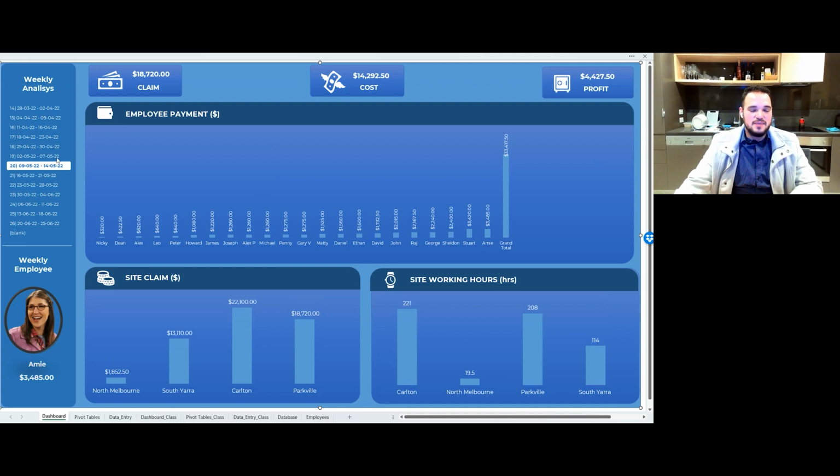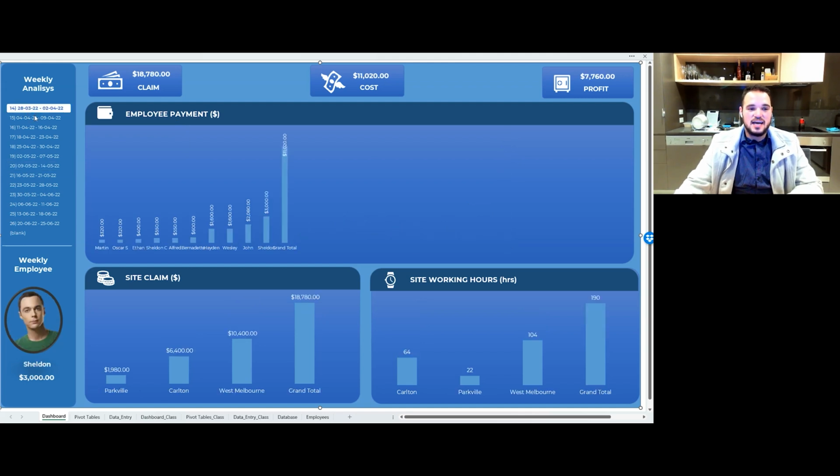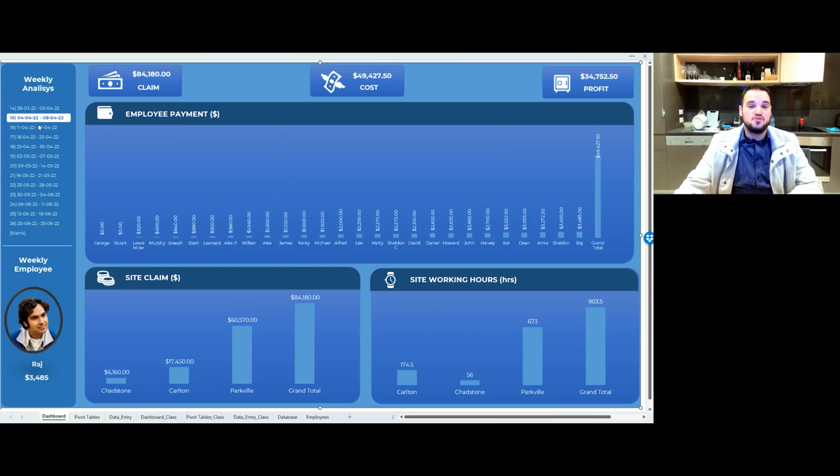We are looking at a timesheet dashboard. Here you have all the names of the employees, and here you can see how much money you will need to pay them weekly. In this case, how much it was paid, because as you can see, this data is from 2022.